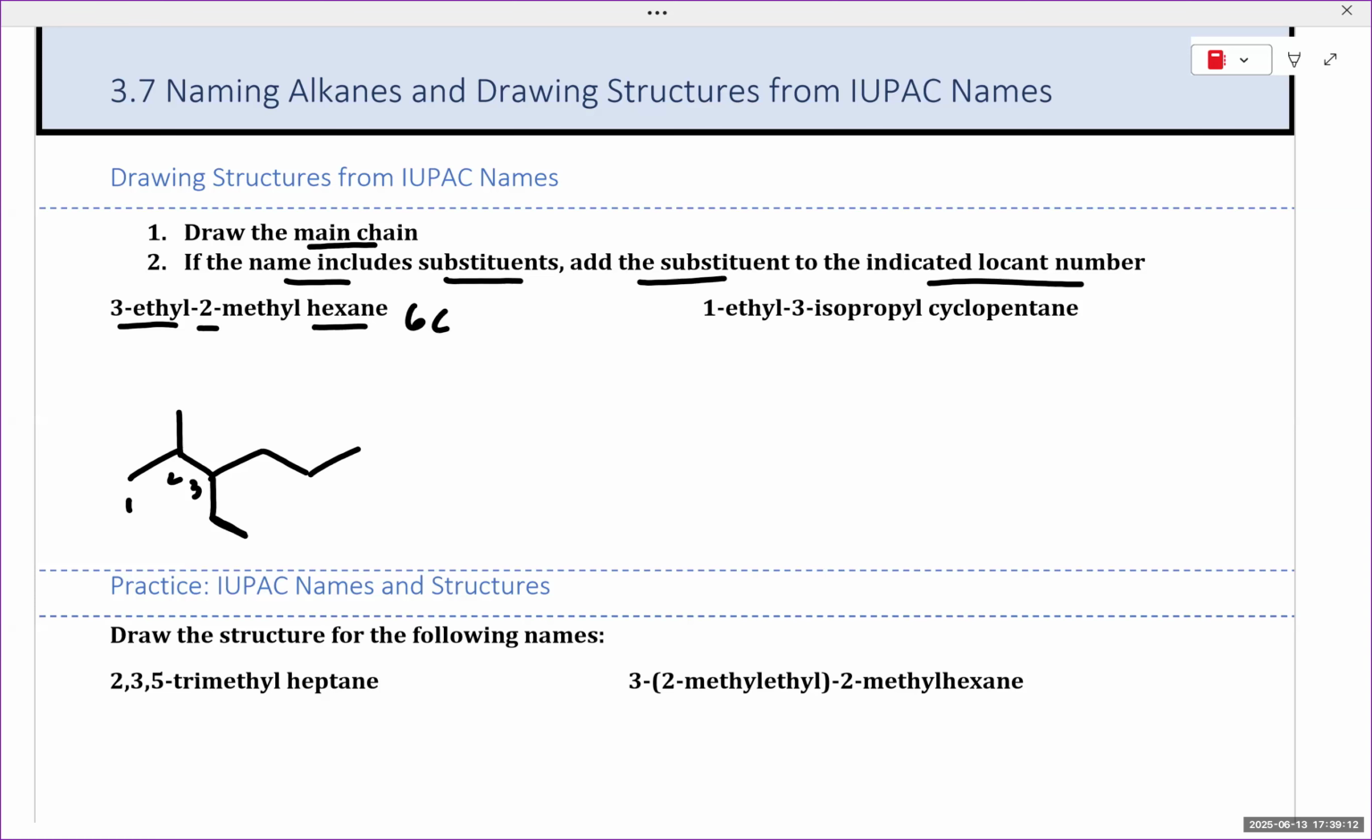Let's look at this next example. 1-ethyl 3-isopropyl cyclopentane. Cyclopentane, 5 carbons, cyclo in a ring. Ethyl group at the 1 position, 2-carbon side chain. Isopropyl at the 3 position. Isopropyl, it looks like a propyl group except we connected at the 2 position. So we have 1-ethyl 3-isopropyl cyclopentane. As you can see, one of the benefits of the IUPAC naming convention is that it allows you to very quickly draw the structure from the name.